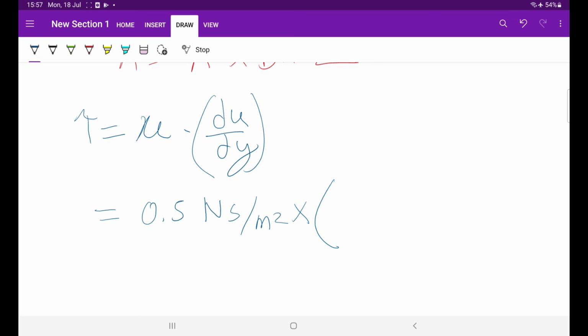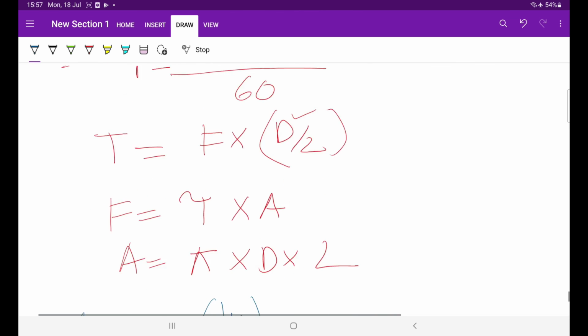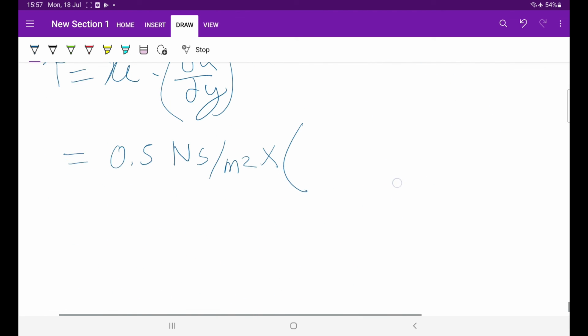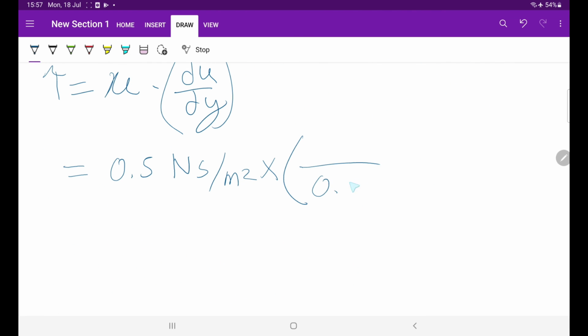Now we know what dy is. Dy we already have written here. Dy is equals to 0.001 meter. So this is 0.001 meter. Dy we know. Now what about our du?